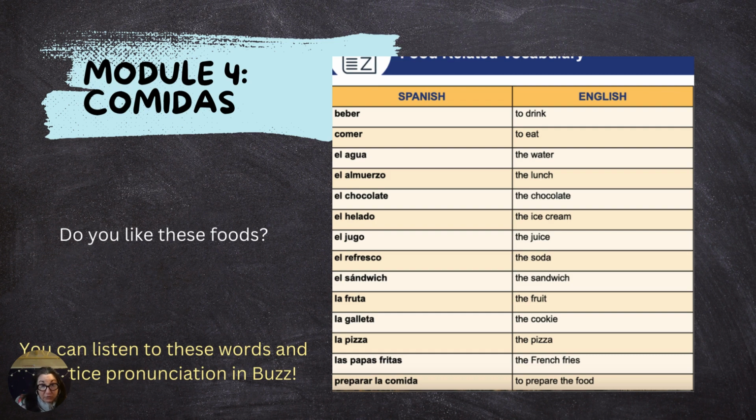I encourage you to listen to these words and practice the pronunciation in Buzz. You can do that. Actually, with all of your vocabulary, they do a very good job in presenting it. So I encourage you to do that. And then just take a look at the words. And we are going to do a quick vocabulary exercise to focus on some of these words, not just the meaning, but to really dig deep and look at these words and the vocabulary.